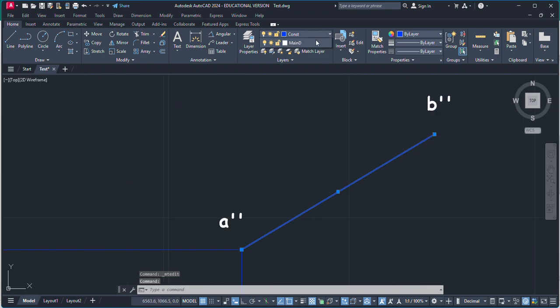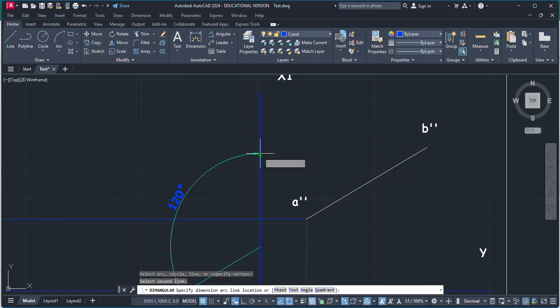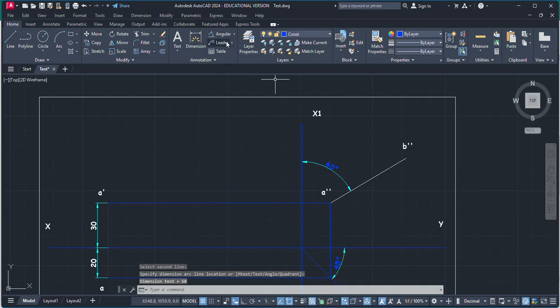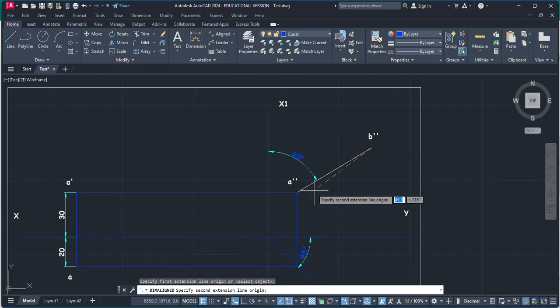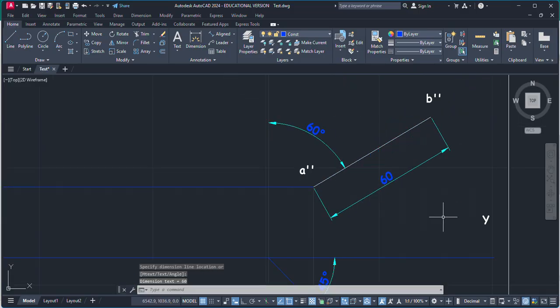Going to change it to the main drawing. Now you have to check whether it is at 60 degree with the x1 y1 first and this x1 y1. So this is 60 degree. It is good. Now you have to check whether it is of the required length. So this length should be 60. Okay, good. So this is correct.